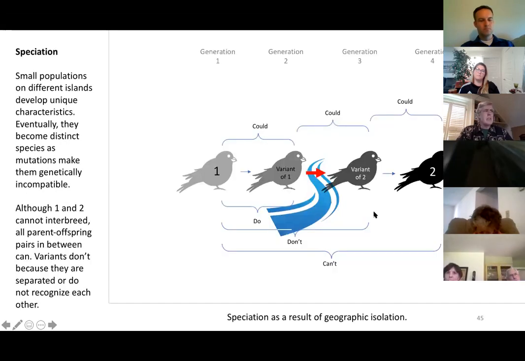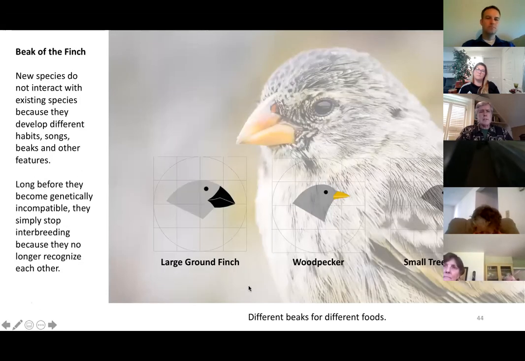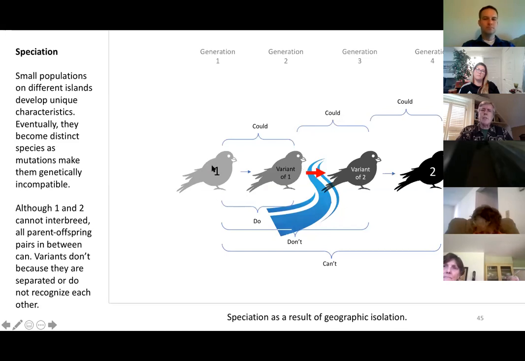So what you see here is a species starts off, let's say this is species 1 of a finch. There's variance within the population. A small population gets separated by water in this case. Could be a mountain, but in this case it's water. That variant continues to change. At all times, all parents could mate or breed with their offspring. There's no clean break. What there is, is a don't period in between.